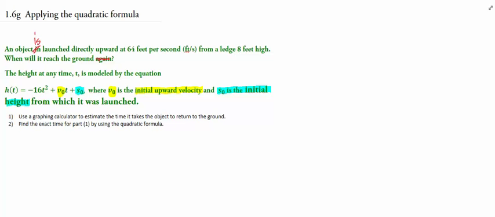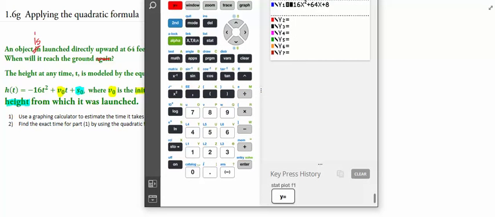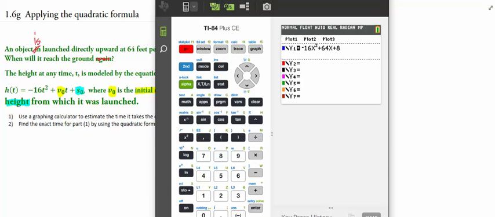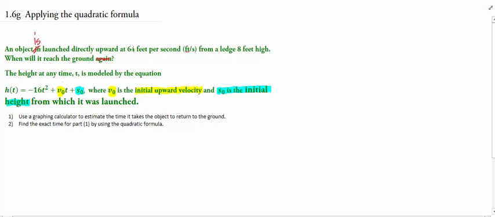So let's go ahead and take a look at how to solve this, see what they want us to do. It says use a graphing calculator to estimate the time it takes the object to return to the ground, or to hit the ground. So let's take a graphing calculator look at this. I already have this in the graphing calculator. Let me move it down so you can see. Here's what I've done. I've gone to the y equals window, and I've just typed in, let's make sure we have these numbers here.